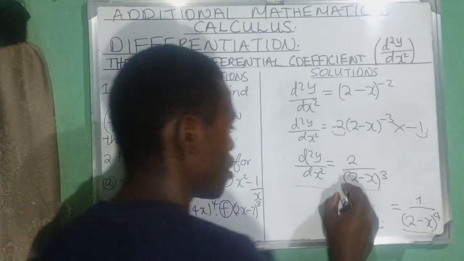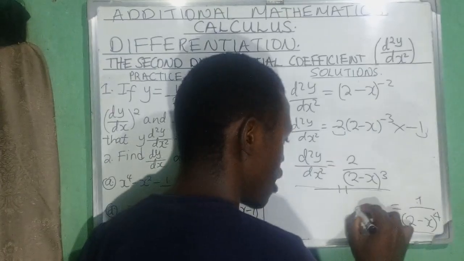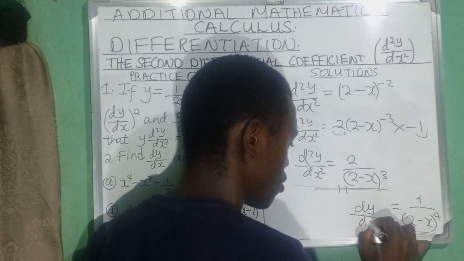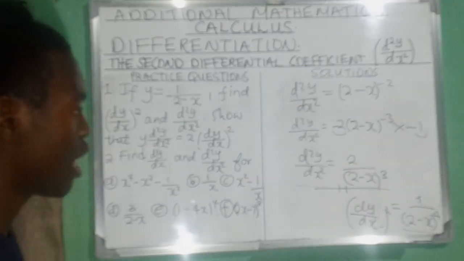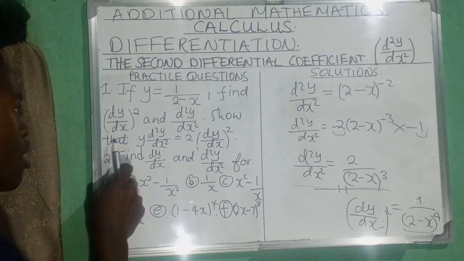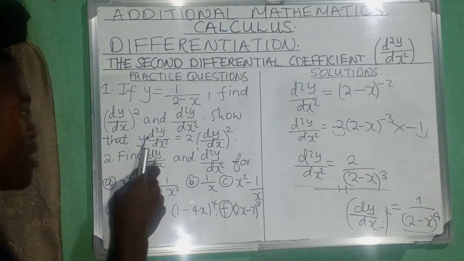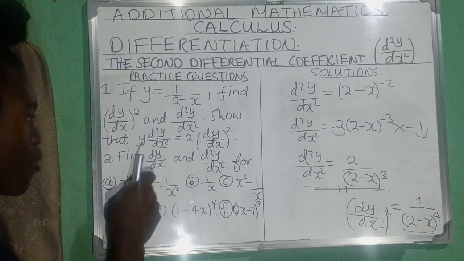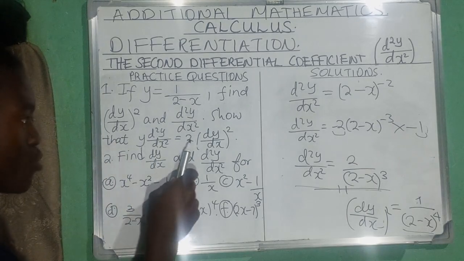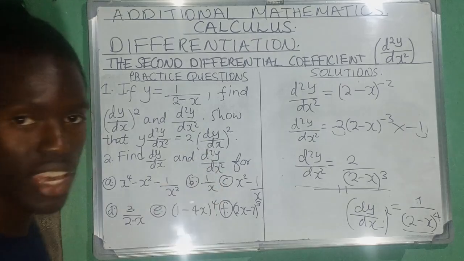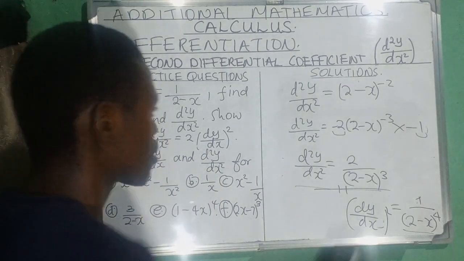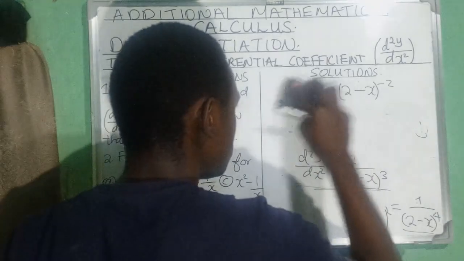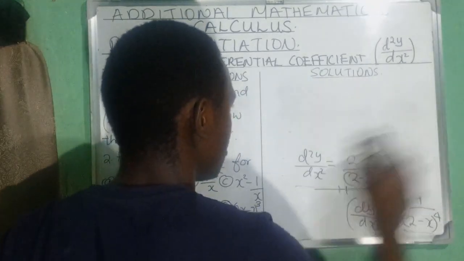Let me write so that you can see. So this is the answer for that. Then dy dx, which has to be squared. That's the answer that we are getting. And then they said that y d2y dx2 is equal to 2 multiplied by dy dx squared. So let us clean up and write what they have said.